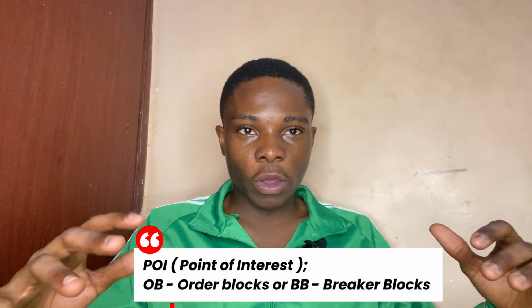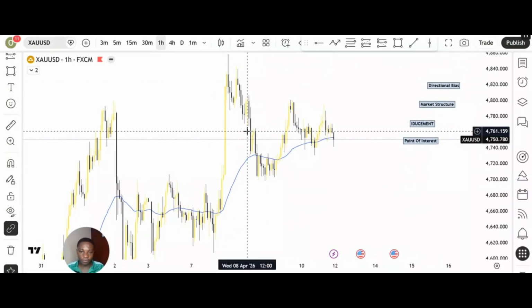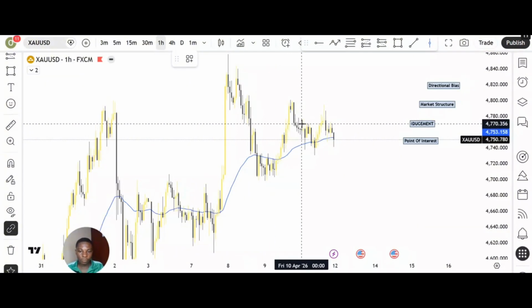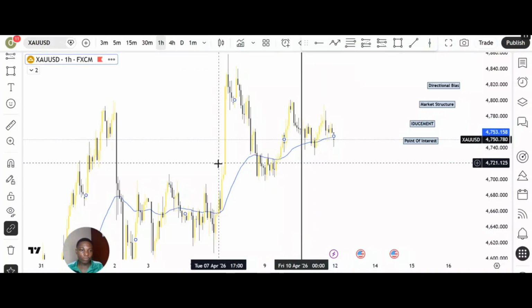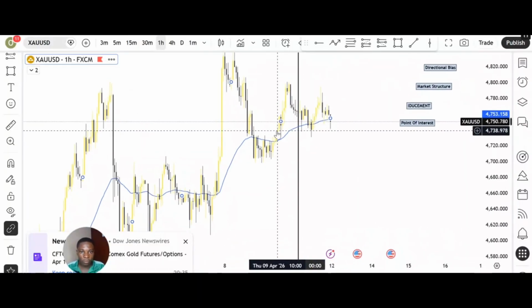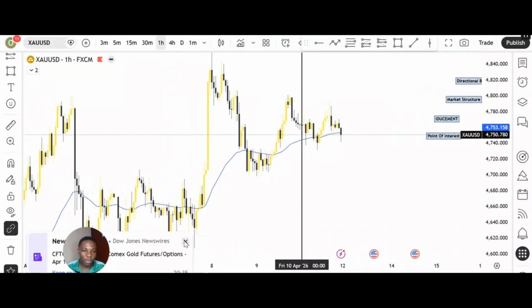So today I want to do a quick breakdown as usual, the same four criteria, doing the same thing, repeating the same thing over and over again. So without wasting much time, let's get straight into it. Today is 10th, so let's put a mark on the 10th. So this is how it looks like. So this is how the day started on XAUUSD.